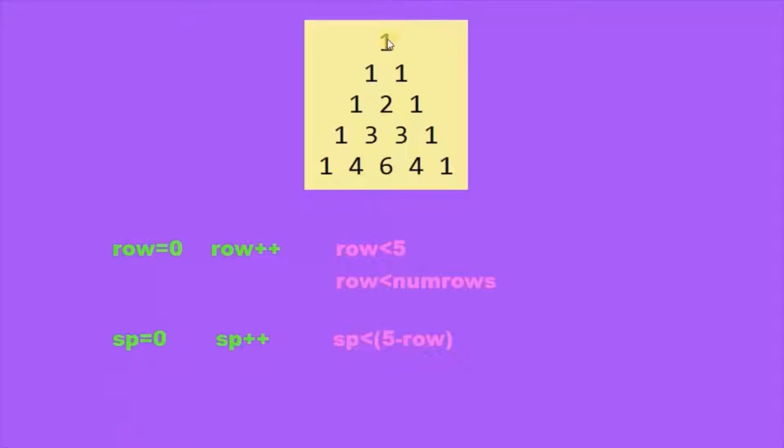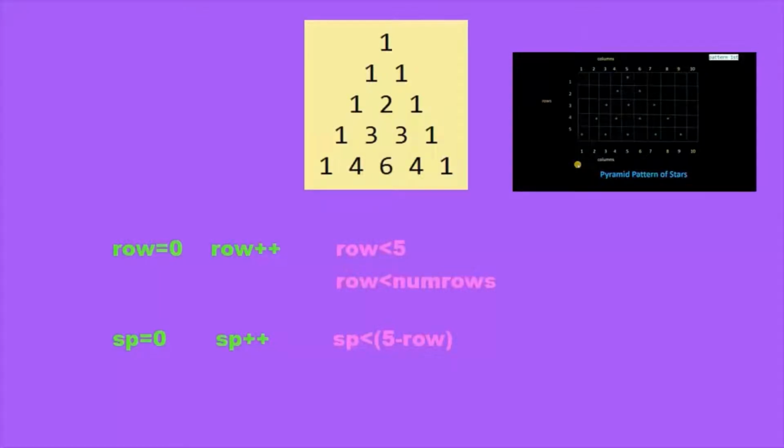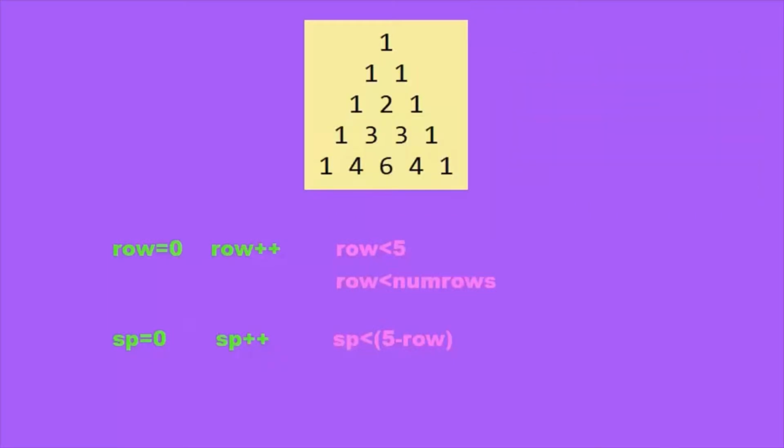So on first row, sp less than 5 minus 0, so sp less than 5. We will get 5 spaces. On second row 5 minus 1, so we will get 4 spaces. Like this we will get spaces. You can refer to the program pyramid pattern of star for printing rows and spaces. In that program logic is same, only rows and spaces start with 1. And when rows are according to user input, at that time condition will be sp less than numRows minus row.